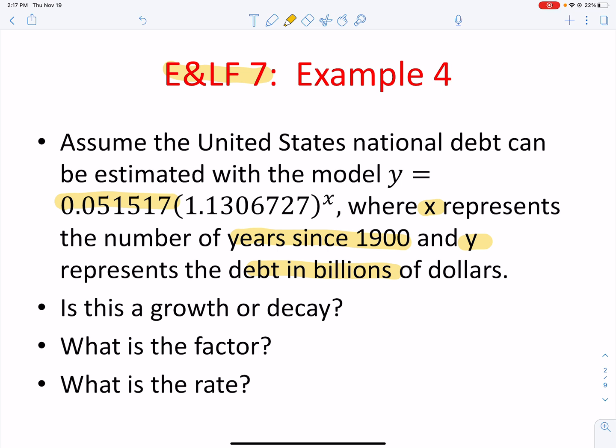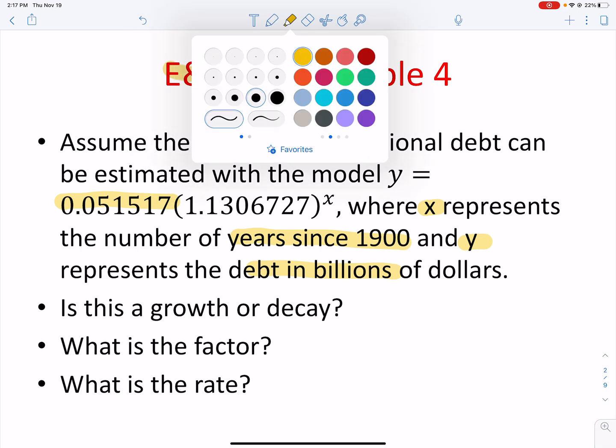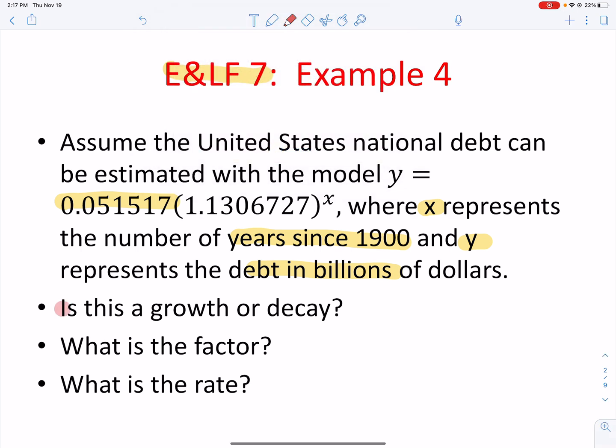So the first question says, is this a growth or a decay? To know the answer to that question, you're going to look right here. That number is bigger than 1, so it's a growth. And it wants to know what the factor is. The factor is whatever that number is. So whatever's inside the parentheses is your factor. To find the growth rate, you have to figure out how far it is away from 1.